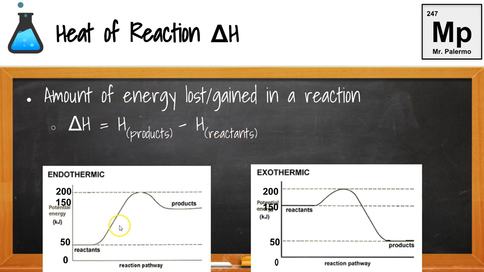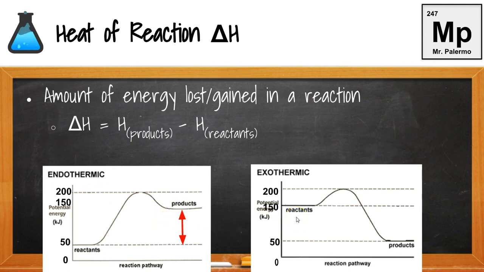So if we look at the endothermic potential energy diagram, the energy of the products here is 150, and the energy of the reactants is 50. So this difference, this change, is our delta H right here. And so products are 150 minus reactants here, which are 50. So this is a positive 100 for my delta H. In this case, since it's endothermic, we've added energy, so we added 100 kilojoules of energy.